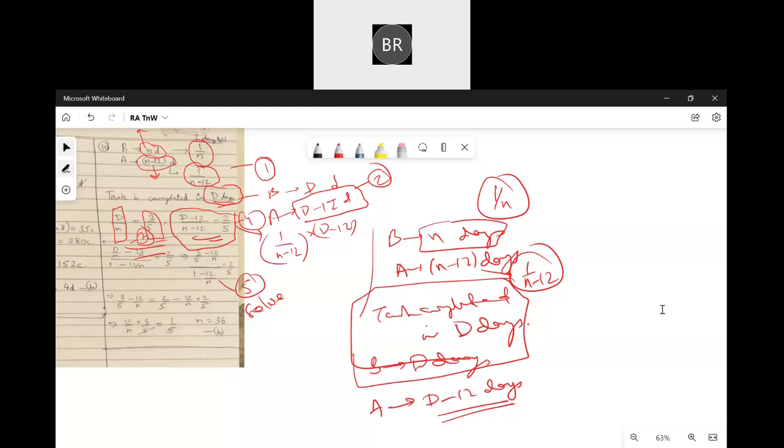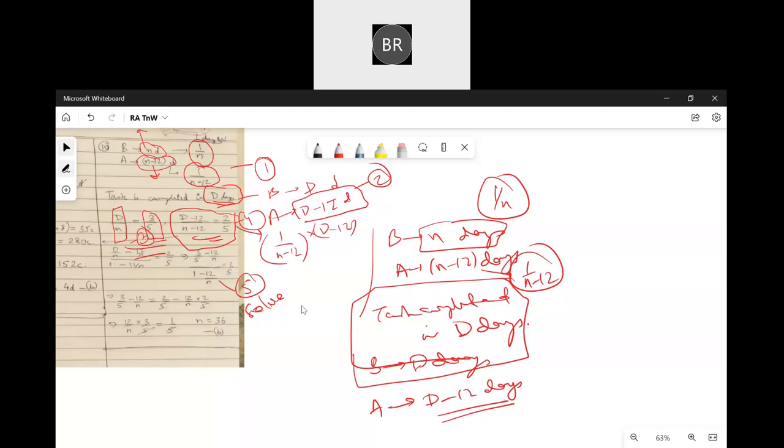Very good. Also, understand that n days is if B alone does it. That is a different thing. So A would take n minus 12. D days is the total time taken by both together to complete the task. Out of that, B does the work for all D days, and A works for D minus 12 days. That was the confusing bit here.